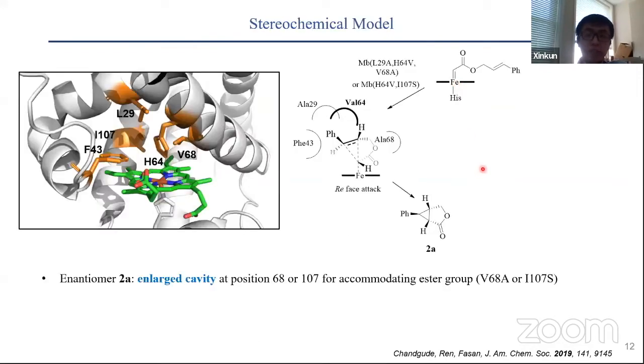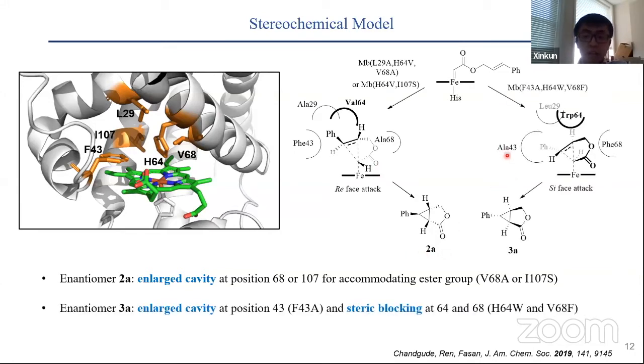And to gain more insights into the stereodivergent catalyst, we then proposed a stereochemical model by mapping their mutations onto the myoglobin structure. So in the first case, an enlarged cavity is created between the V68 and 107. And the distal mutation H64V acts as a gatekeeper to open up the cavity in the back so that the ester group can be accommodated. And the intramolecular attack to the re face of the carbene is therefore favored to give the 2A product.